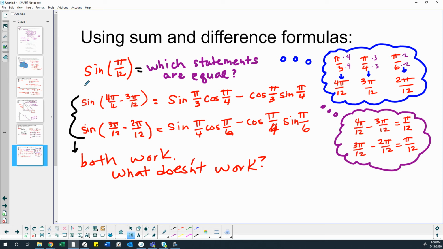So taking these two possibilities with our sine difference formula, I have the sine of pi thirds minus pi fourths, which gives me sine of pi thirds cosine pi fourths minus cosine pi thirds sine pi fourths. Or I could use sine of pi fourths minus pi sixths, which gives me sine of pi fourths cosine pi sixths minus cosine pi fourths sine pi sixths. So this just really requires that you know those sum and difference formulas. It could be the cosine ones instead of the sine ones.